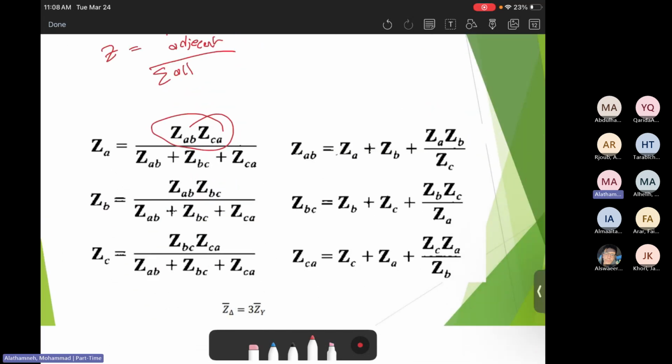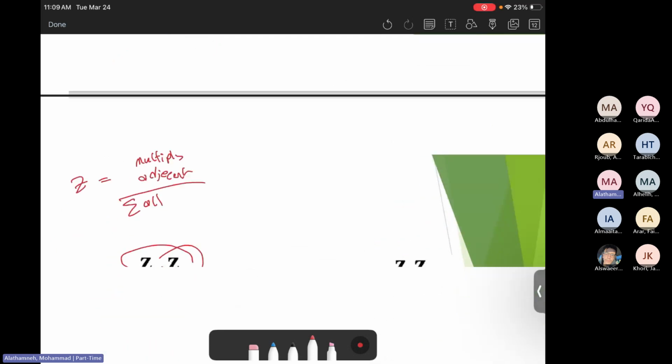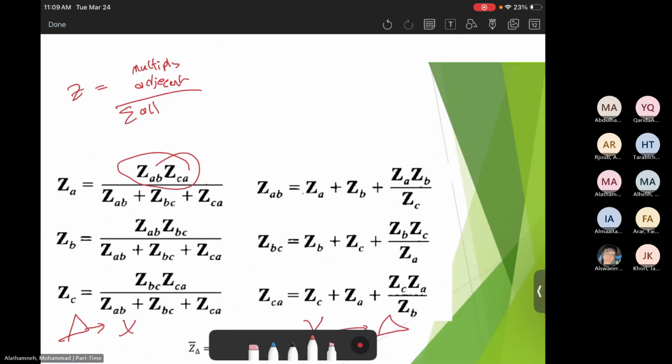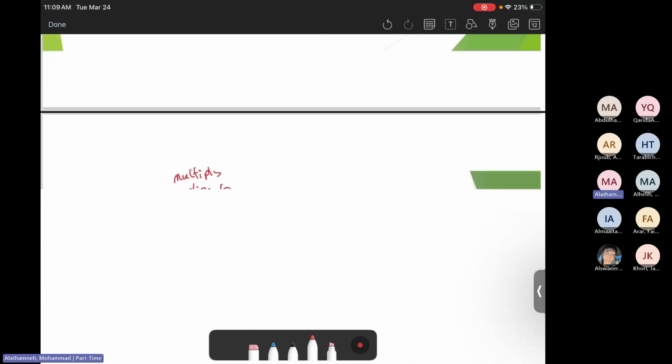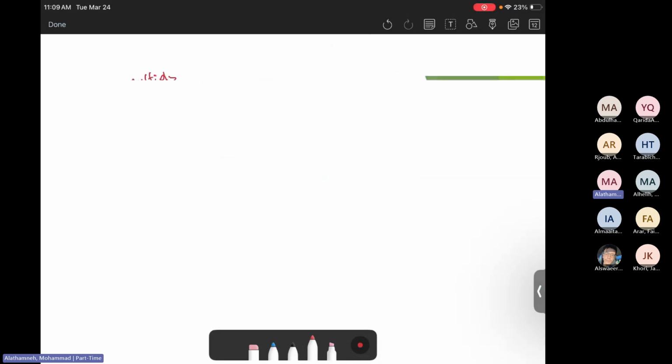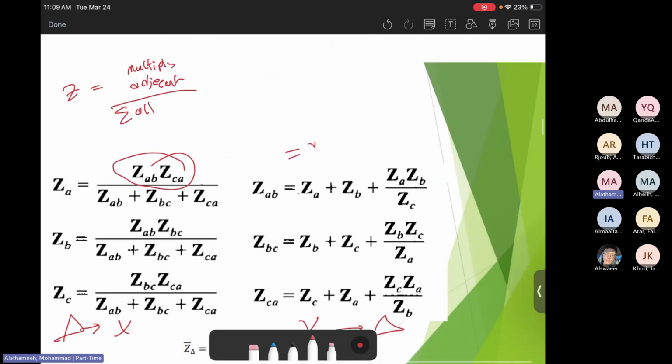Then how about the opposite, converting Y to delta? I mean, previous one was delta to Y. Now converting Y to delta. So you will realize that the adjacents, ZA and ZB, add them, then multiply them, divide by the last one. So here, adjacent 1 plus adjacent 2 plus adjacent 1 times adjacent 2, divide by the opposite.